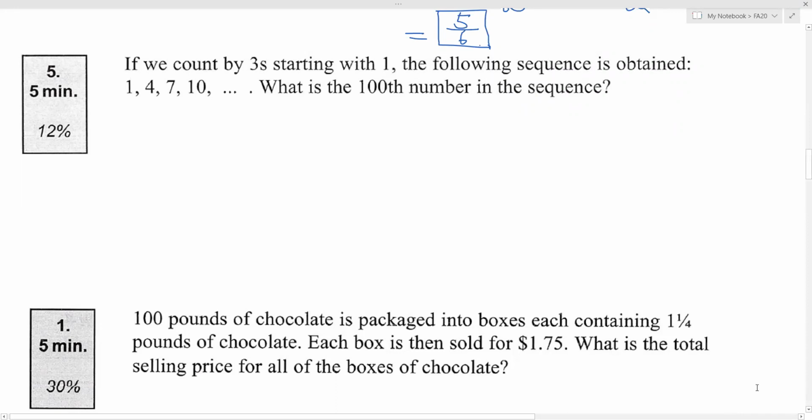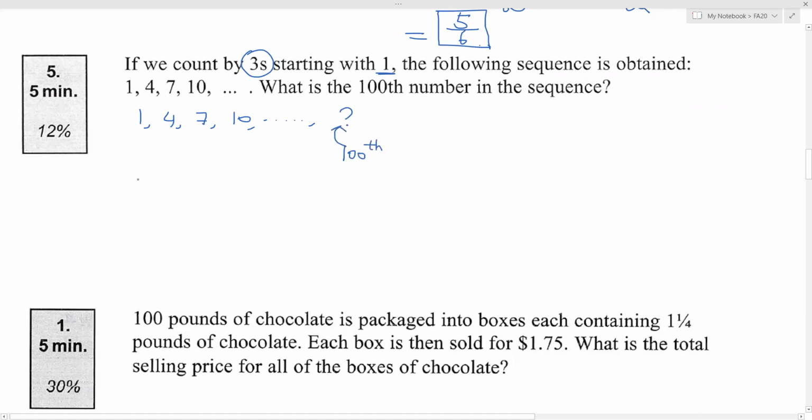If we count by 3, starting with 1, the following sequence is obtained. 1, 4, 7, 10, so on and so forth. What is the 100th number in this sequence? Okay, so we're counting by 3, starting with 1. 1, 4, 7, 10, so on and so forth. And then we need to find out what is the 100th number. Okay, what is this number?